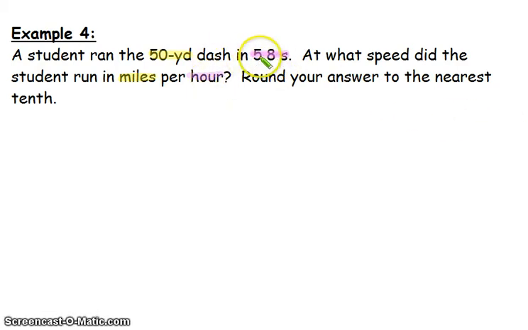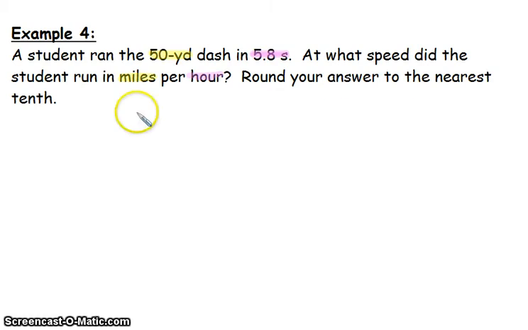All right, and we know that there are a lot more than 5 seconds in an hour, so this is going to be a fraction of an hour. And this is going to be a fraction of a mile, because we should know, hopefully, that there are a lot more than 50 yards in a mile. So let's see how this is going to look when we set this up.